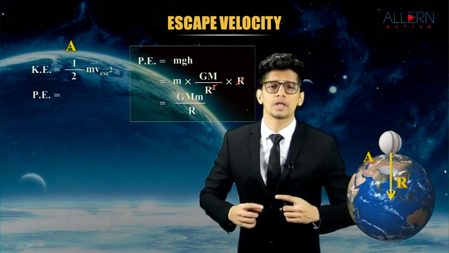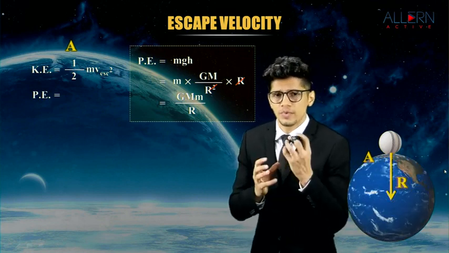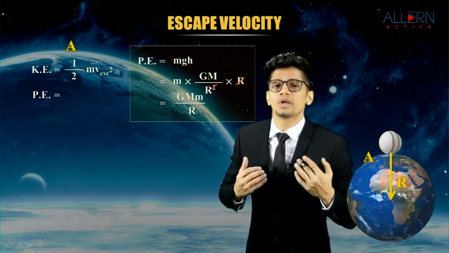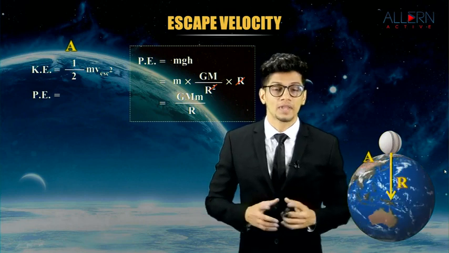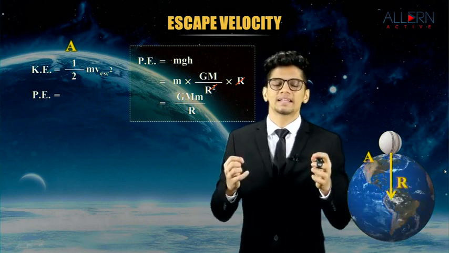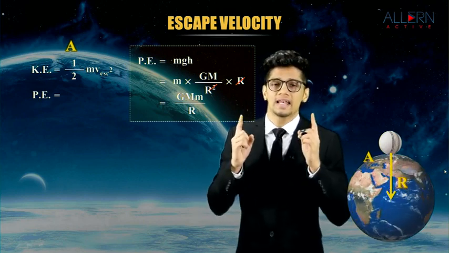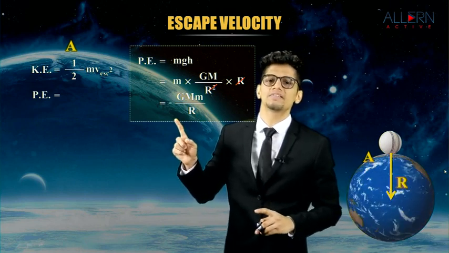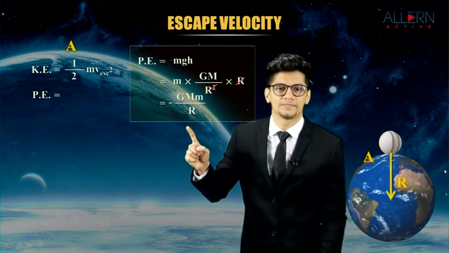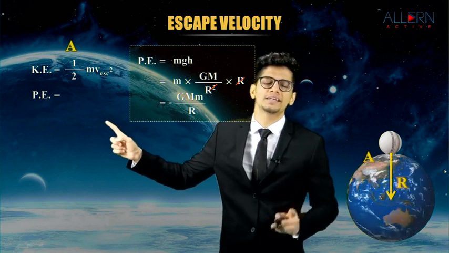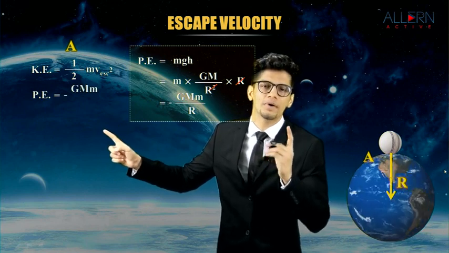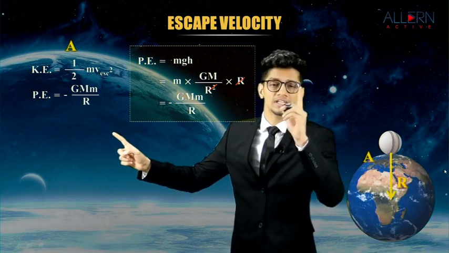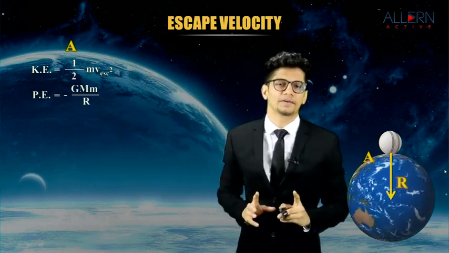But this object will obviously go in the upward direction. That means it is going against the gravitational force. So when it moves in the upward direction, its velocity will start decreasing. And whenever velocity decreases, such type of acceleration is called negative acceleration. That is the reason we put a minus sign. So the formula we obtain for potential energy is minus GMm upon R, that is capital G, capital M, small m upon capital R.